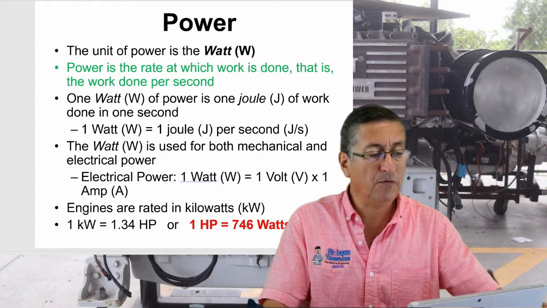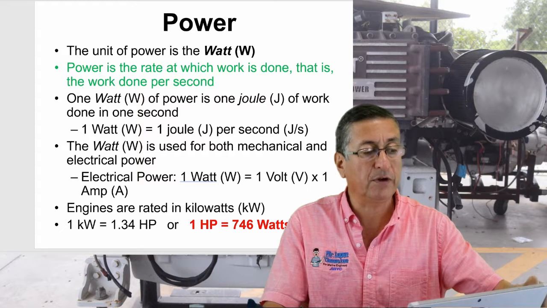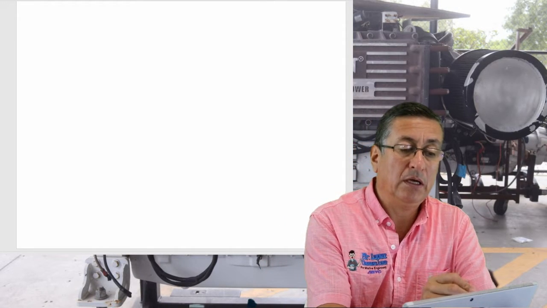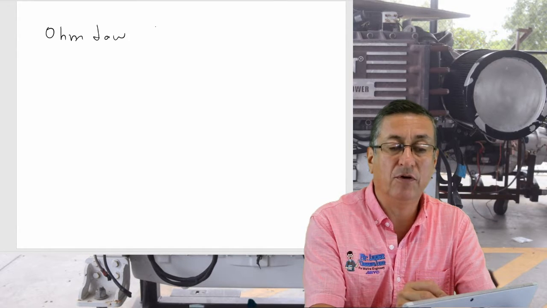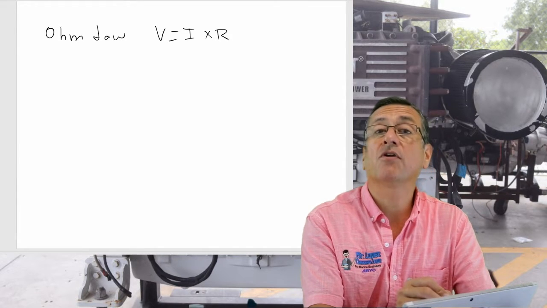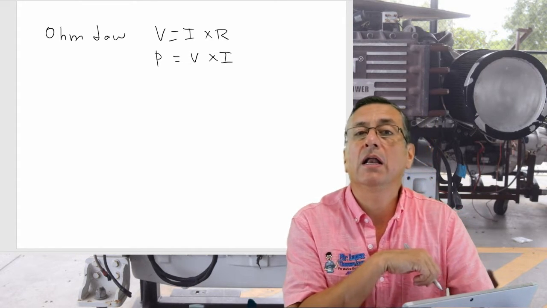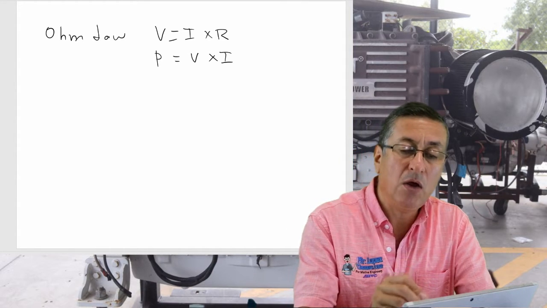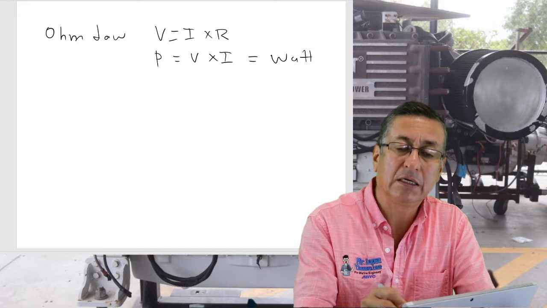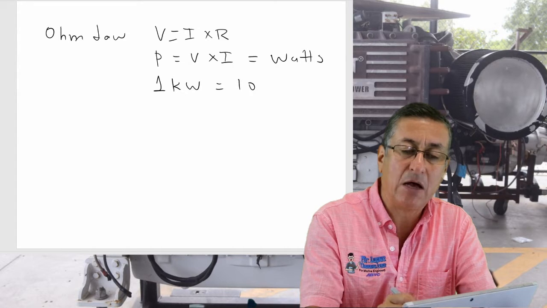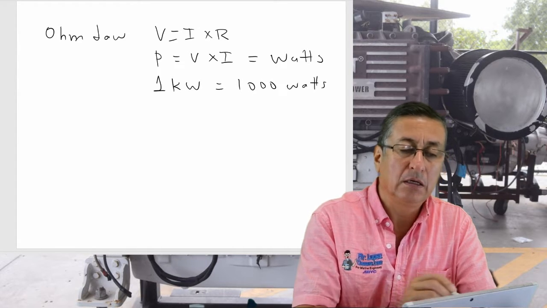Let me explain something before we continue with this explanation, my friends. In electricity, you remember, according to the Ohm law, we have the formula for voltage. Voltage is equal to the intensity times resistance. And what is the formula for power? Power is equal to the voltage times the intensity. And what is the unit for power in electricity? Watts. 1 kilowatt is equivalent to 1,000 watts.